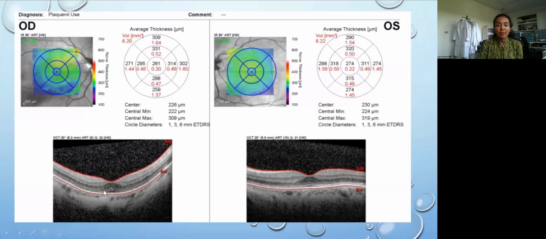We talked in a previous Iverson lecture I gave about how the ellipsoid zone, or the photoreceptor integrity line, has to be intact. And with Plaquenil, this particular layer is disrupted or damaged. Compare that to the left eye, where the ellipsoid zone, or the PIL, ISOS junction, these are different names, is intact. But in her right eye, it's subtle, but there's some disruption of the outer retinal layers.